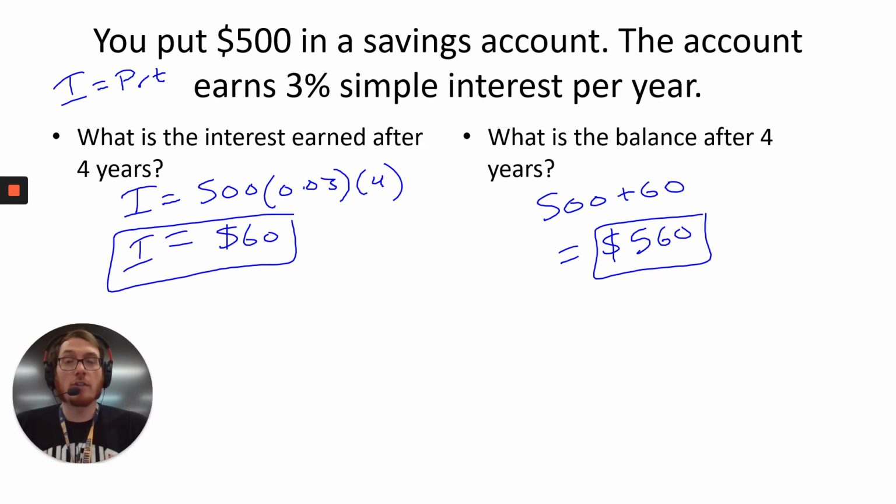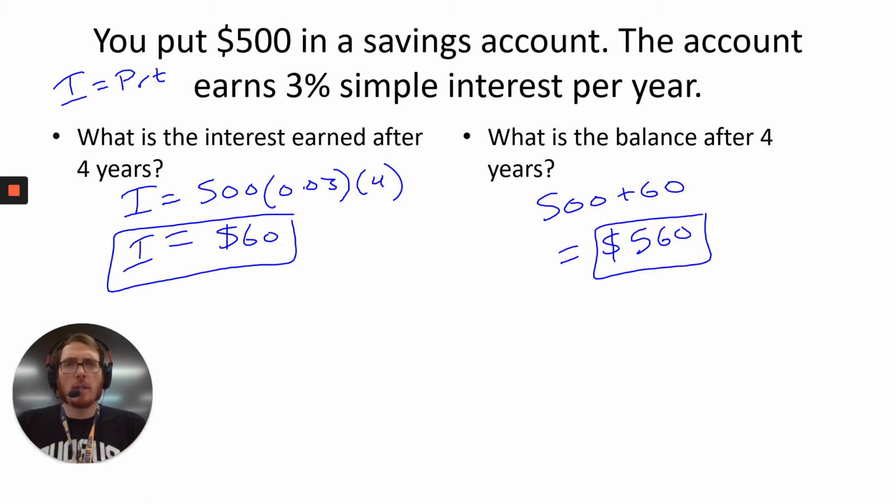So for most questions, you have 3 of the 4 pieces and solve for the missing piece. I put $500 in savings, that's P, that's the principal, earning 3% interest, that's 0.03. Find the interest earned after 4 years, and T is 4. Now in this case, there's no solving. You just plug 500 times 0.03 times 4 in, and you get $60.